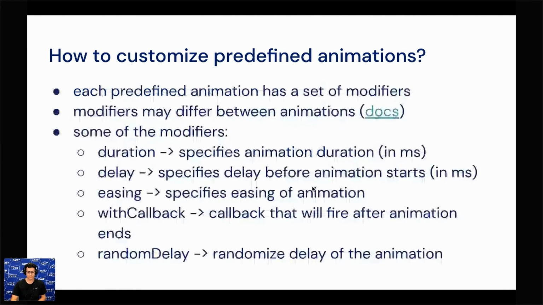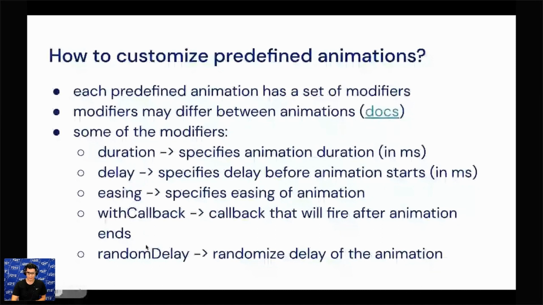Yeah, and I think the most important thing from that slide is that you can find the whole list of the modifiers that are available for a specific animation on our documentation page. And here are some examples. For example, duration: for almost all of our layout animations, you can set the duration of that animation. You can set a delay. You can set the easing if you are using a timing animation. That's the default one. You can set a callback we already talked about, and you can even set a random delay.